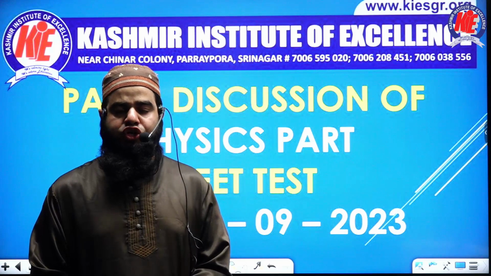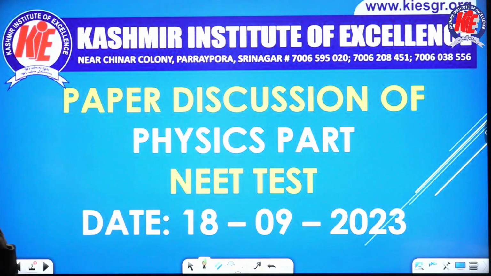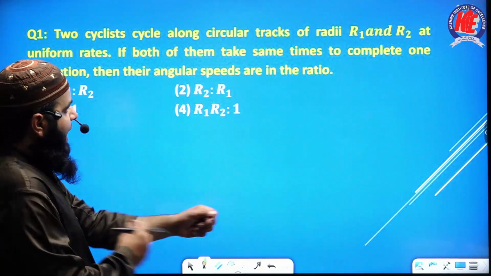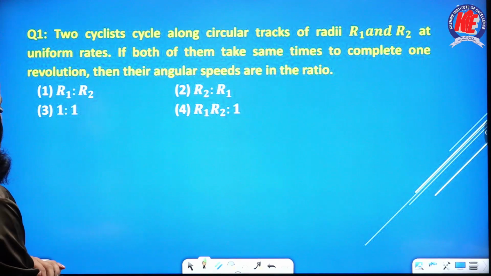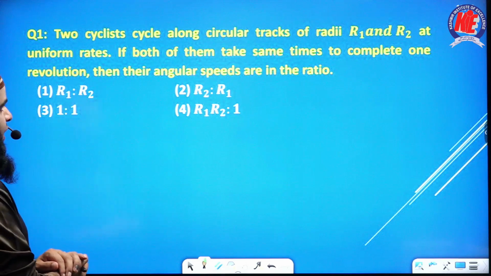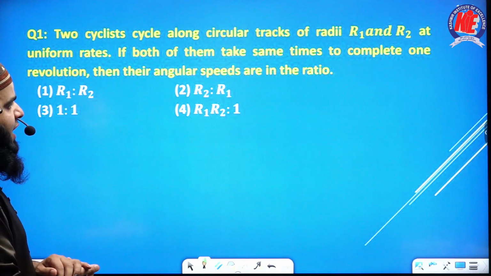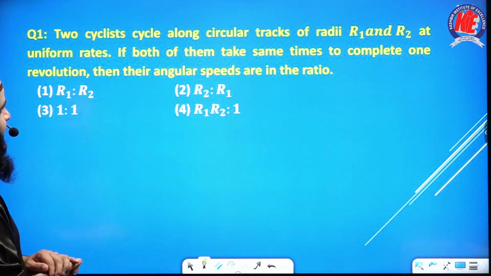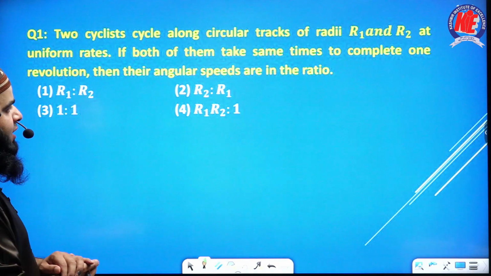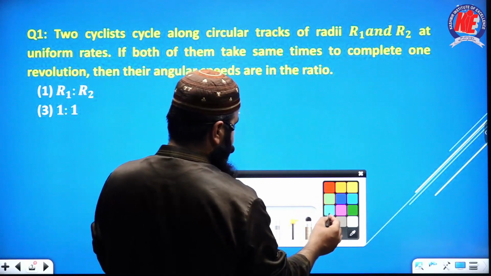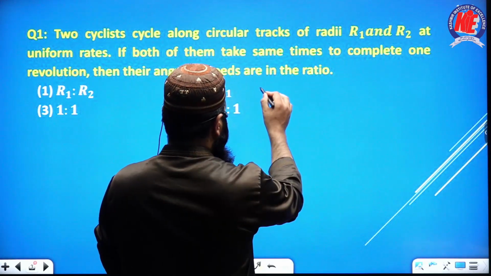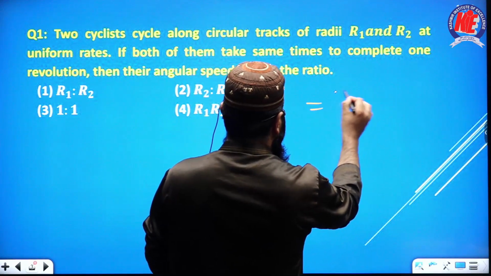Let's begin with question number 1. It says that two cyclists cycle along circular tracks of radius r1 and r2 at uniform rates. If both of them take the same time to complete one revolution, then their angular speeds are in the ratio. You can see, as far as the given information is concerned, T1 is equal to T2.